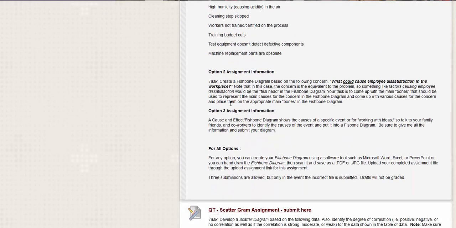Think of a process, challenge yourself. Think of a process at work or at school or at home that isn't working. Laundry's not being done. I always go to laundry because I love doing laundry. Dishes aren't getting done. Groceries aren't getting put away. Some kind of process that has a problem. So you can do that.